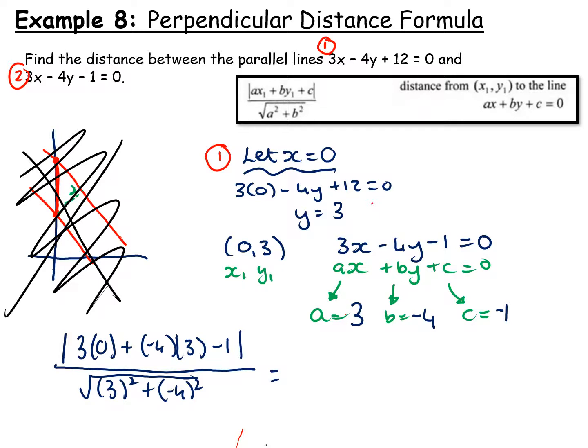Working that through, I get minus 13 here, all over 5, since 9 plus 16 is 25. That's minus 12 minus 1, so that becomes 13 over 5, or if you would prefer to write it in decimal, we get 2.6 units.